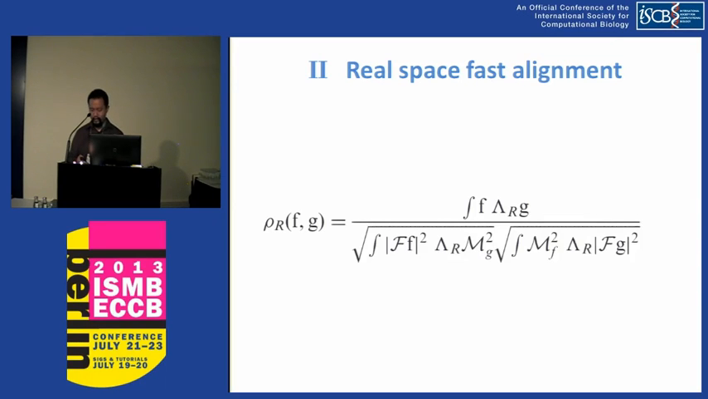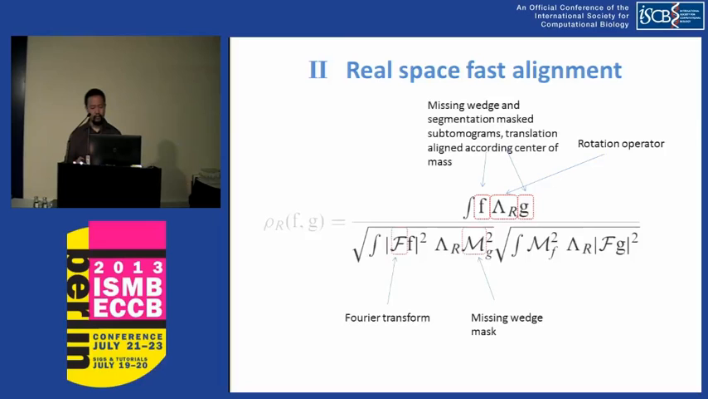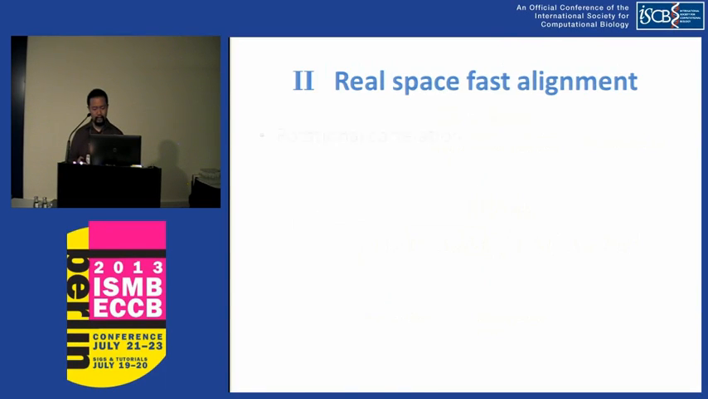It has three rotation correlation components, where the numerator is basically a rotation correlation between two missing wedge and segmentation masked subtomograms, which are translationally aligned according to center of mass. And the denominators are essentially the variances corrected by missing wedge masks.